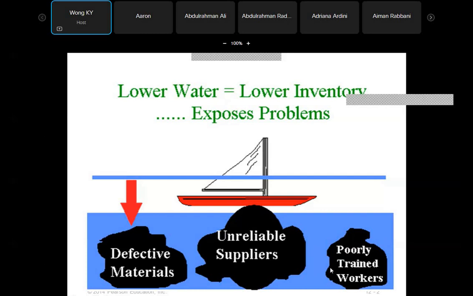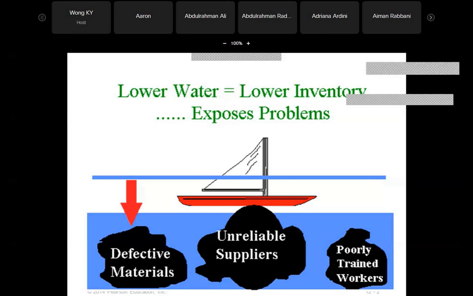So in the manufacturing plant, a similar case applies. If the company is keeping a high level of inventory, then it will help the company to hide all the problems, such as defective materials and unreliable suppliers. The company will not be able to see them. And in fact, with a high level of inventory, it may sometimes help the company to solve all these problems. Okay, so that is the first practice.